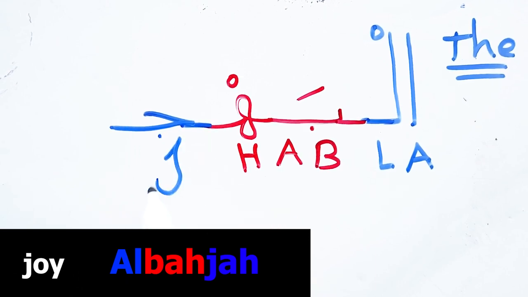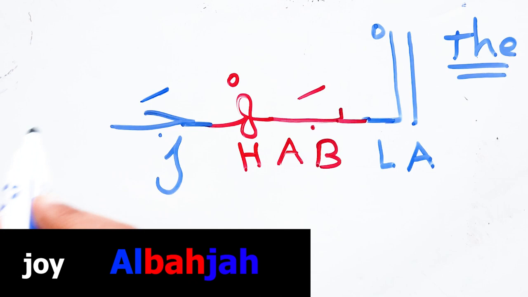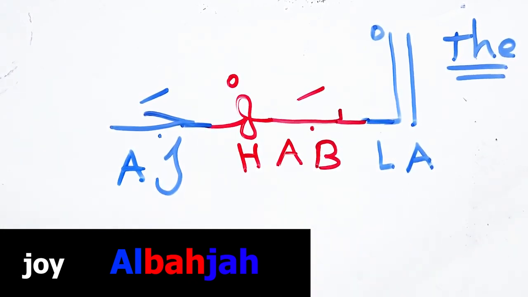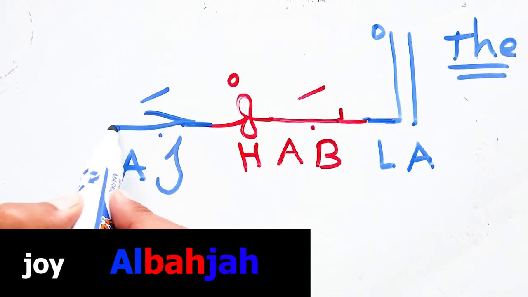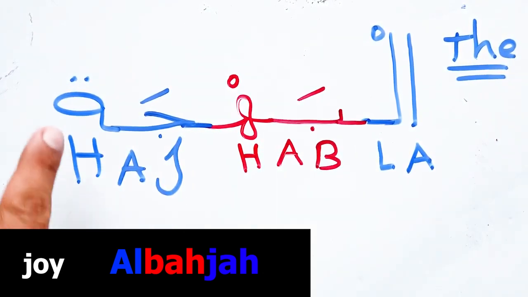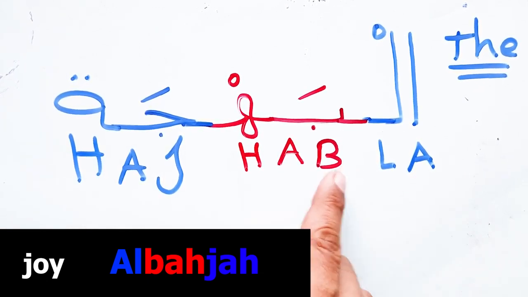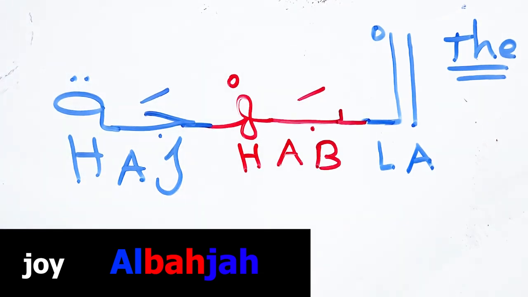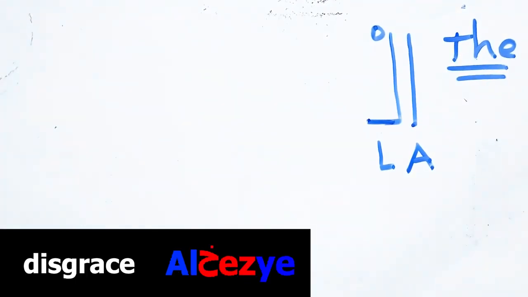The sound of J. Al-bah. J. البهجة was فتحة. There is a sound of H in the end, so we have تا مربوطة. It sounds like ها. البهجة. البهجة.